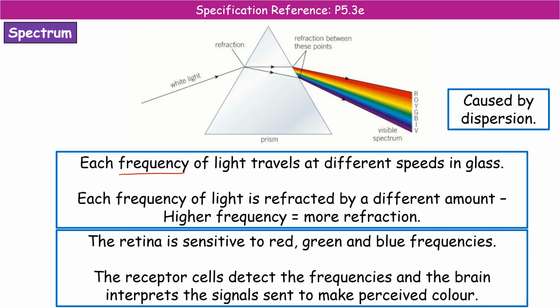If we then think about one other factor to do with colour, we need to understand the retina. And again, this is an overlap with the biology work we did in B3. So your retina is actually sensitive to red, green and blue frequencies of light. You've got cells in your eyes, if you remember they're called the cone cells, that are able to detect those 3 frequencies. Those receptor cells detect the frequencies, send signals to your brain, and then your brain interprets those signals and gives you this perceived colour. So it basically tells you what it is you're looking at.